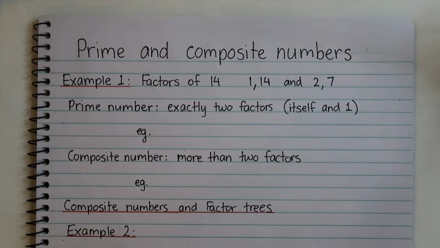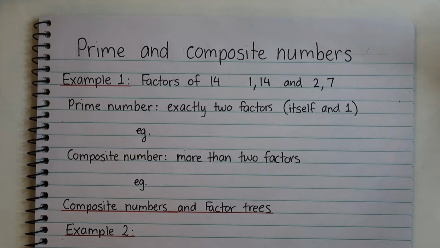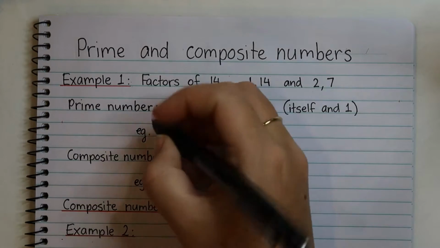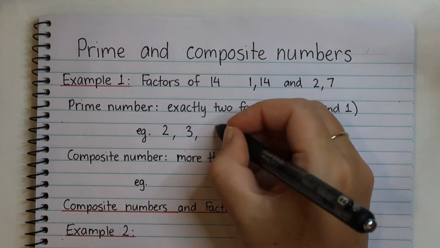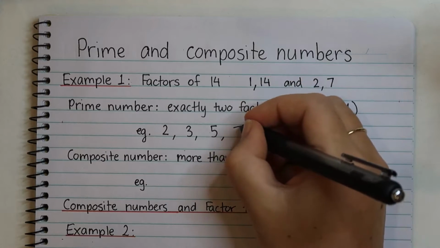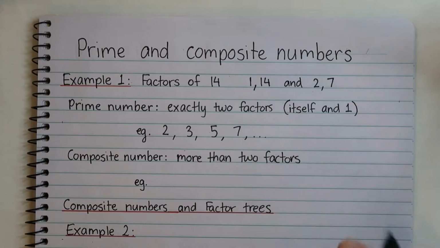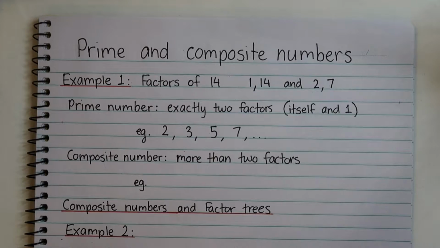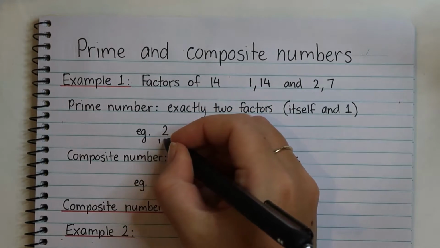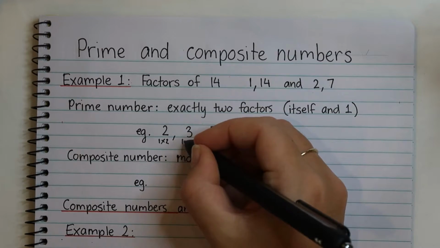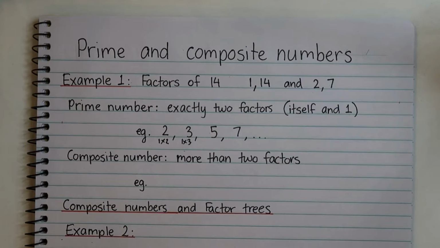Now we can move on to prime and composite numbers. A prime number is a counting number that has exactly 2 factors, itself and 1. So for example, this includes 2, 3, 5, 7, and any other prime number that only has 2 factors. So for example, 2 is 1 times 2, 3 is 1 times 3, and so on.